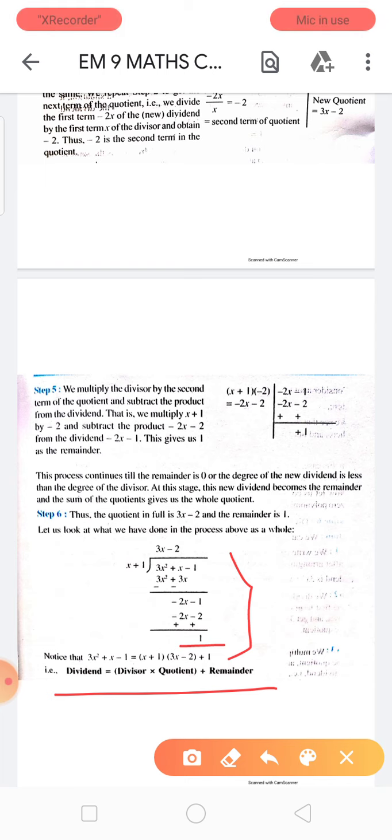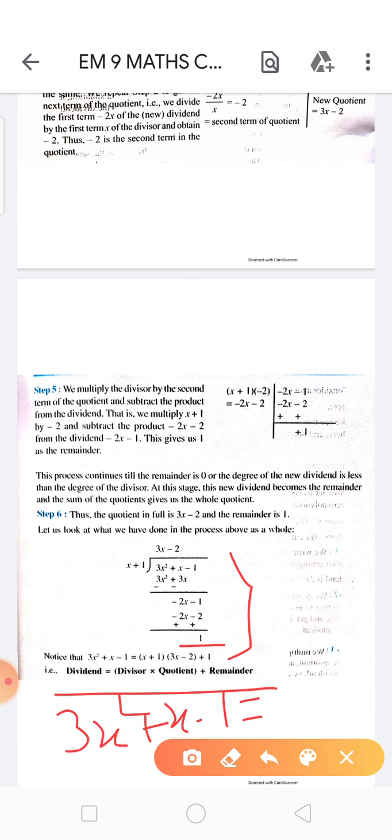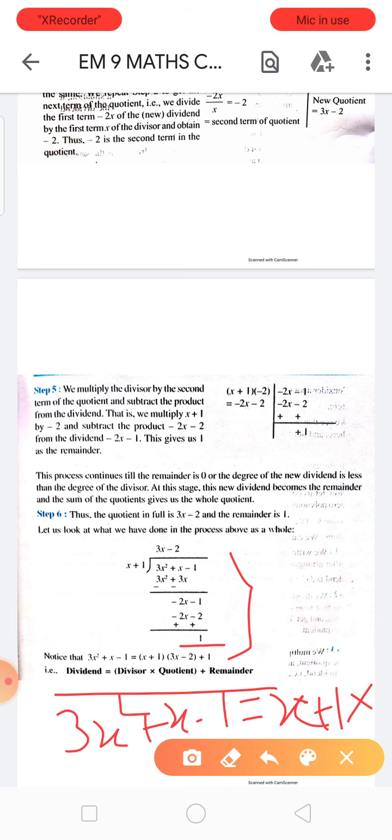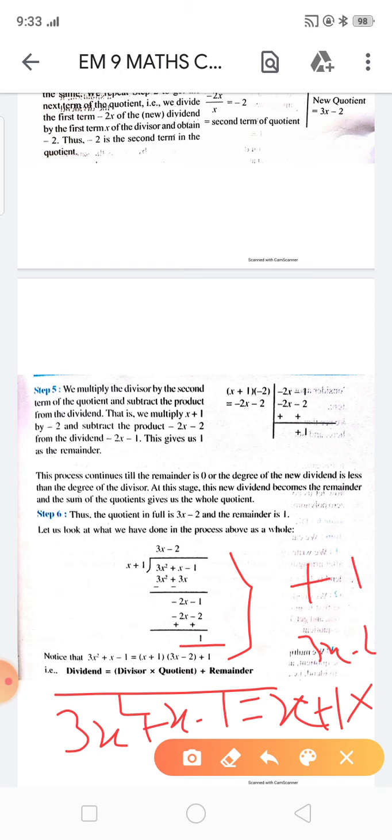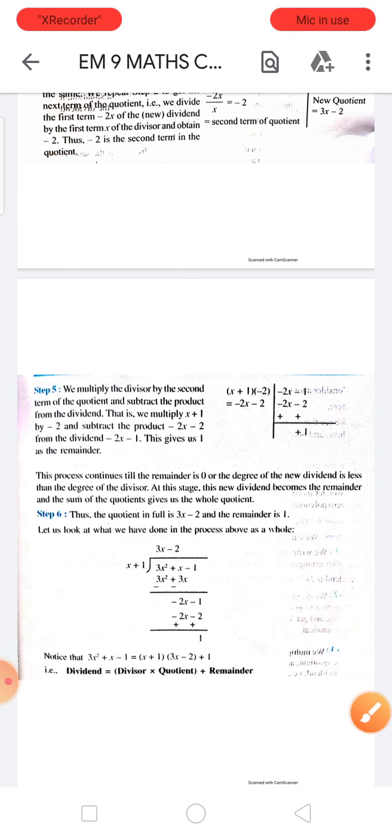For that we write: dividend is equal to divisor multiplied by quotient plus remainder. We get our polynomial factor form and division multiplication form. 3x square plus x minus 1, that is p(x), is given by g(x), x plus 1, into our quotient 3x minus 2, and lastly plus remainder 1. That is the method. So this is a way to divide two algebraic polynomials.